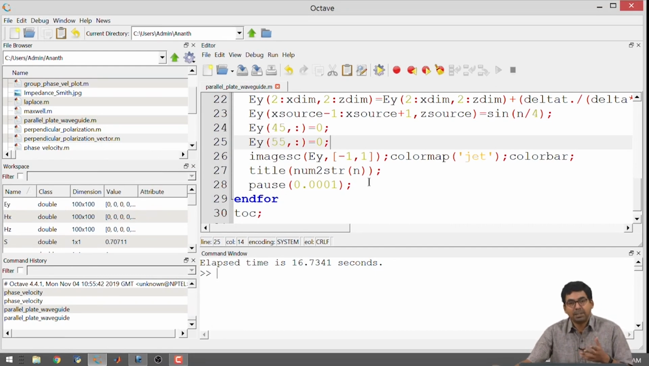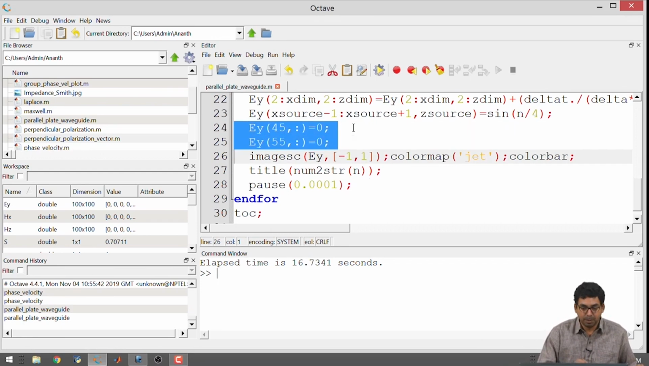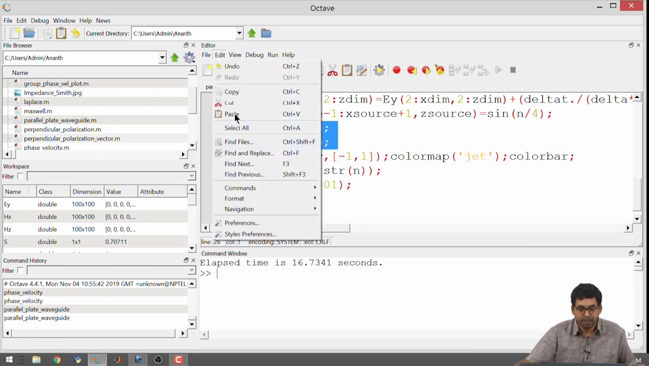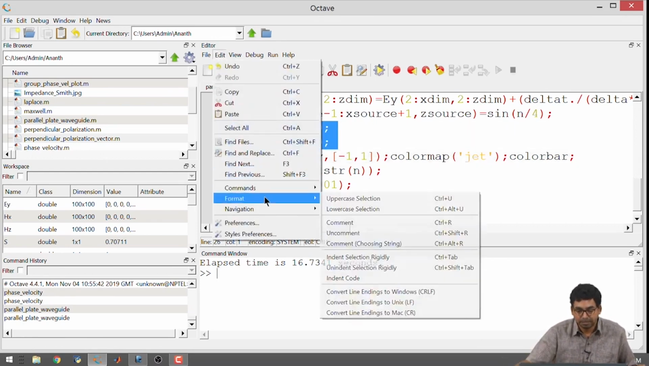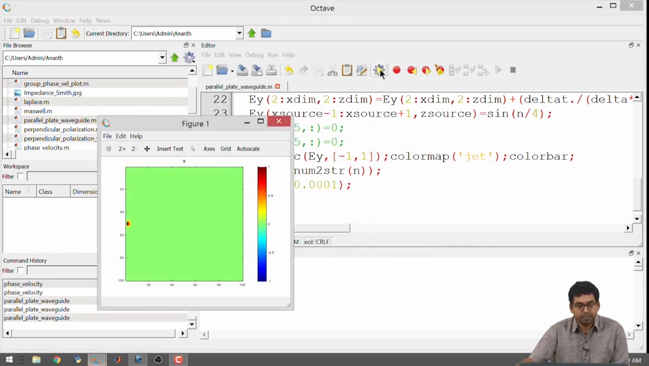I have something from previously when I did not have this code. So, I will just comment this out and run the same code again. I notice that in both cases the field patterns are definitely different. So, those 2 lines are having some effect.